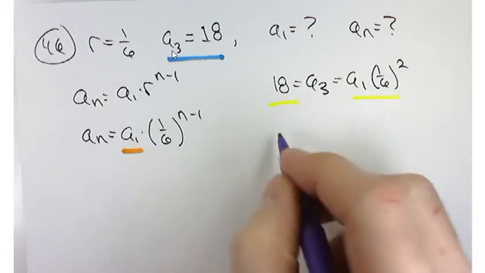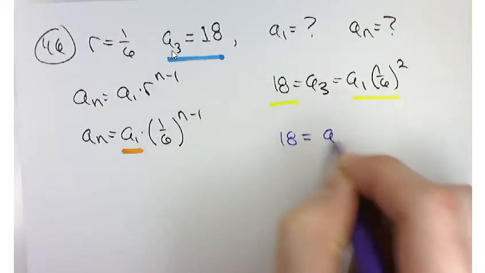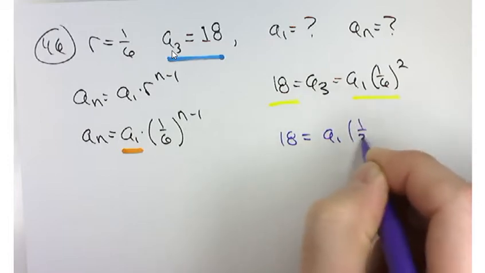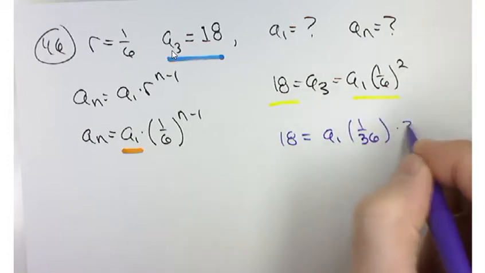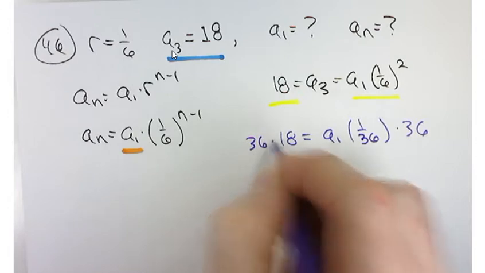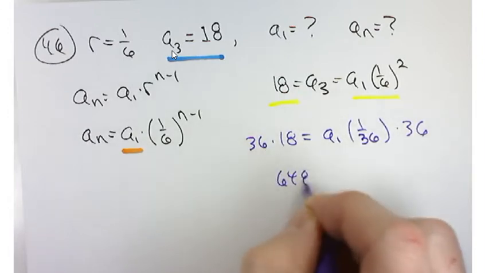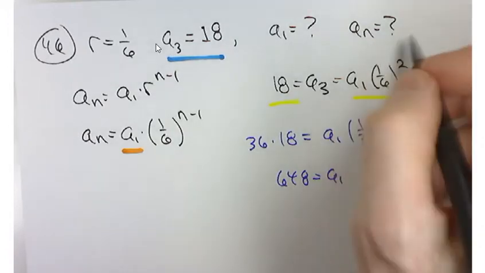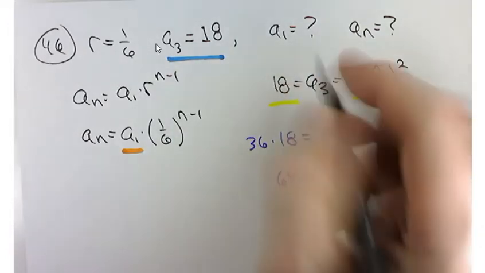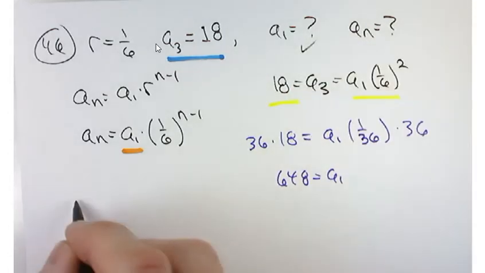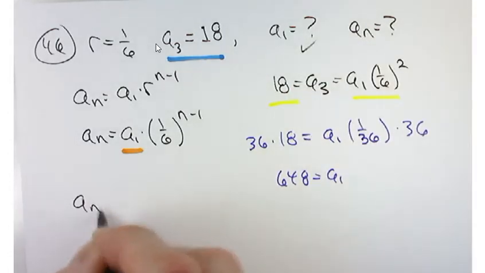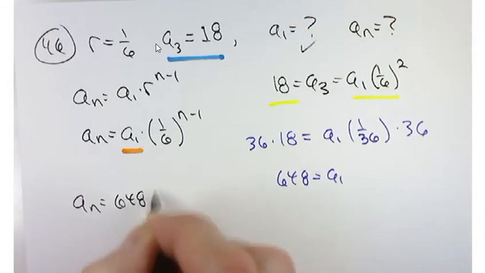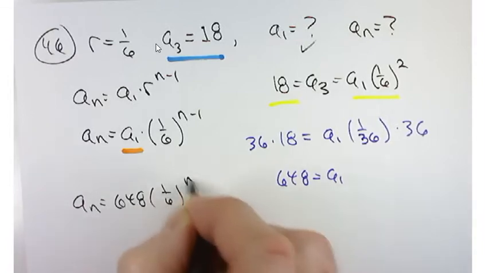So it's going to be 18 equals a sub 1 times 1 over 36. If I multiply both sides by 36, then I get what? 648 equals a sub 1. So overall, that's your first term, so we got that part. Your general term is going to be a sub n equals 648 times 1/6 to the n minus 1.